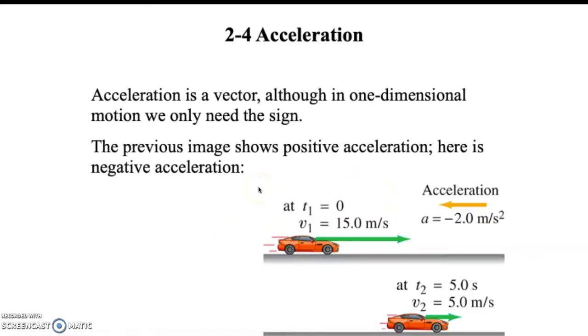Now, acceleration is a vector, okay? And in one-dimensional motion, we just use the sign to show that. So we saw positive acceleration in the first example. Now, here's an example of negative acceleration. We are going to the right at 15, and we slow down to 5. Our acceleration, as you see here, is negative because our speed is slowing down. So our acceleration is going to the left while our velocity is going right, which means we're slowing down. If the vectors go in opposite directions, you're slowing down.